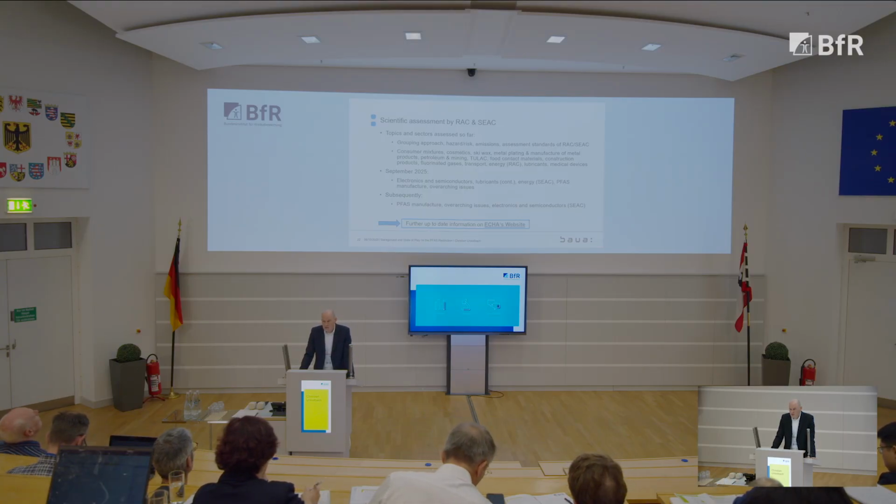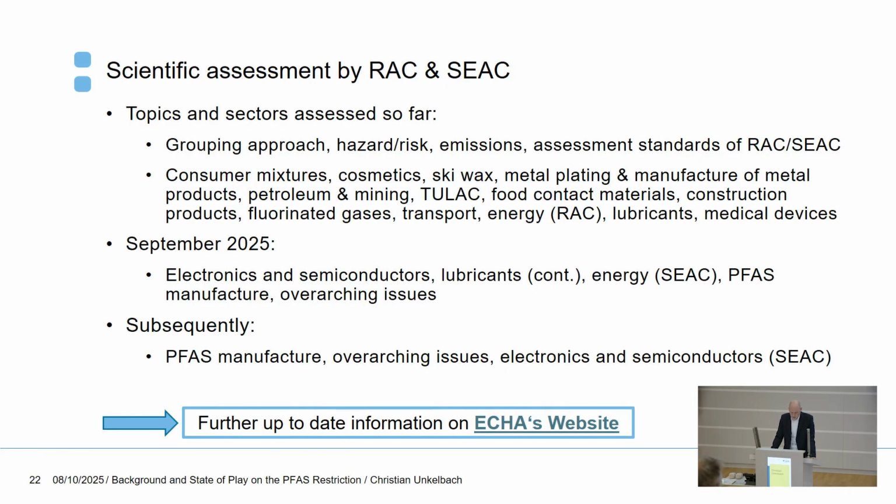What has so far been covered in the stepwise approach I alluded to, the PFAS group is by far the most ambitious restriction proposal so far. So the grouping approach was looked at by RAC and SEAC, the hazard and risk description, the emissions and the assessment standards were clarified. So this is already publicly available based on the discussion in the working groups of the committees and, let's say, the drafting process of the opinion. So multiple sectors of use were already looked at by the two committees, with some still missing, obviously.